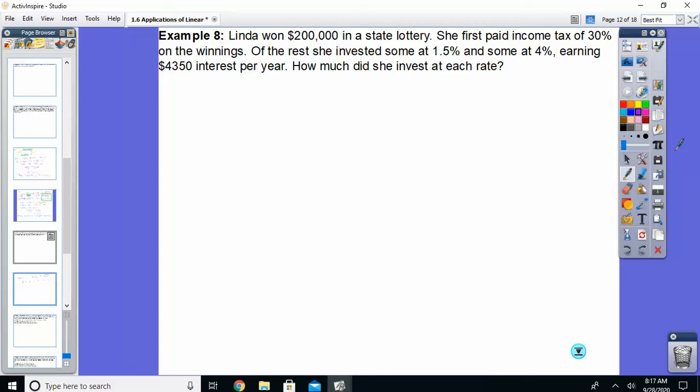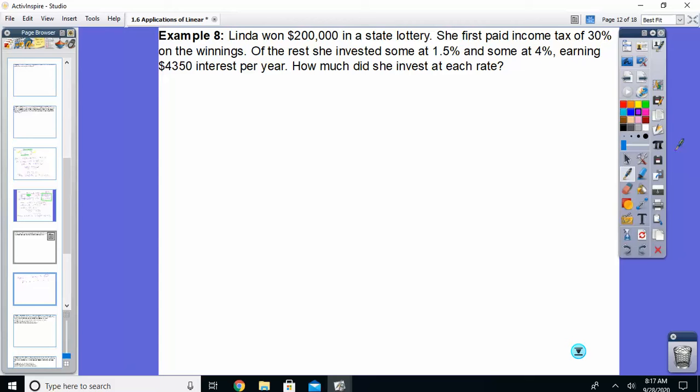Okay, we've established that if you just read these problems, you probably get to the end and have no idea what you really read. Right? We have to break it down. We have to go back and go step by step. What is the very first thing that's happening here? Did she even have the whole $200,000 when she invested it?